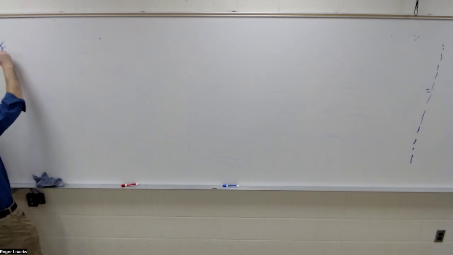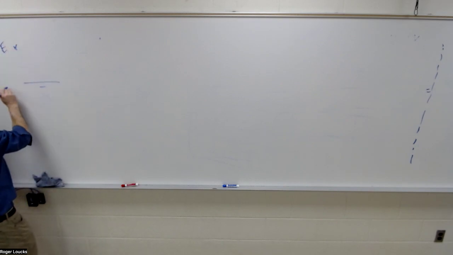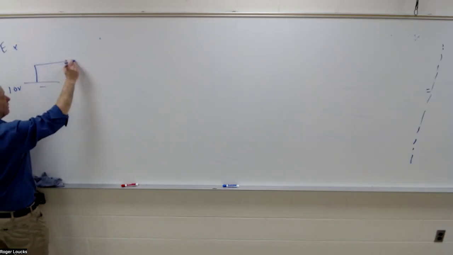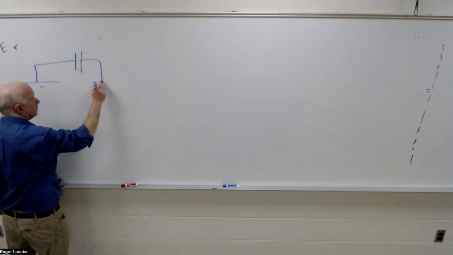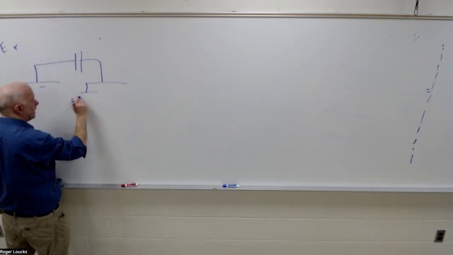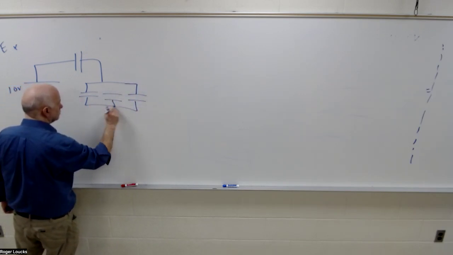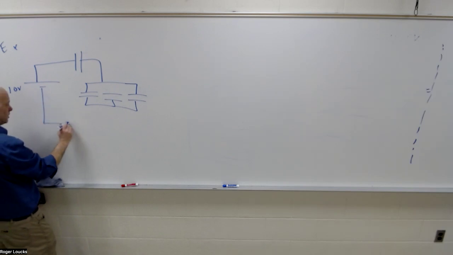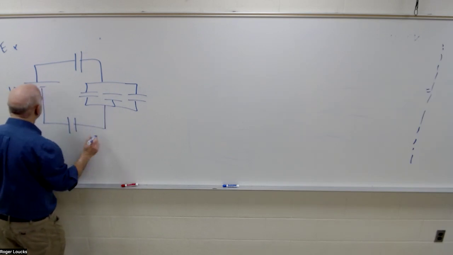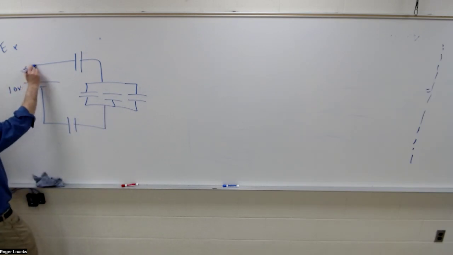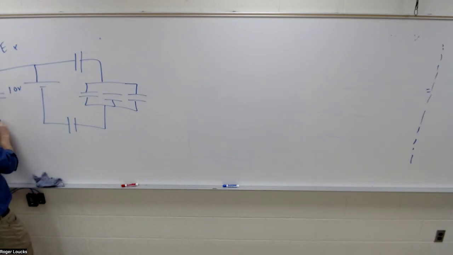Let's do an example. Let's say I have a 10-volt battery here. Pass through here. Pass through here. Pass through here. Pass through. And we need some values here.